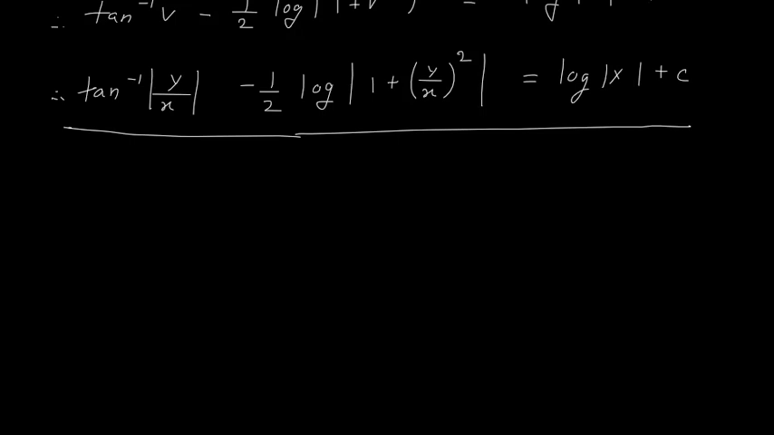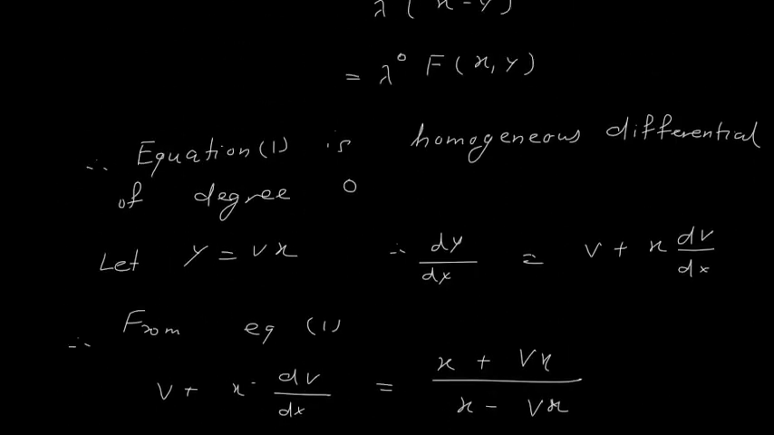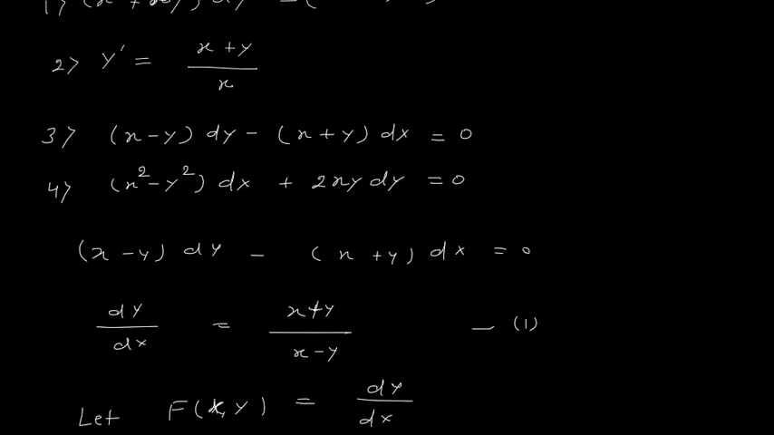Now it is difficult to eliminate this tan inverse sign, because for that we have to move everything to the right hand side and then write y in terms of x. So we will keep our solution as it is, that is tan inverse y upon x minus 1 upon 2 log of 1 plus y upon x the whole square is equal to log x plus c, which is the required solution of this differential equation. So the third problem you have done.